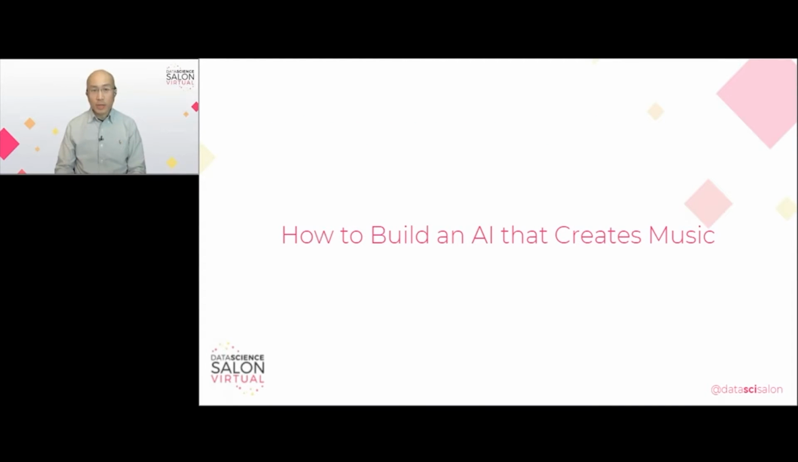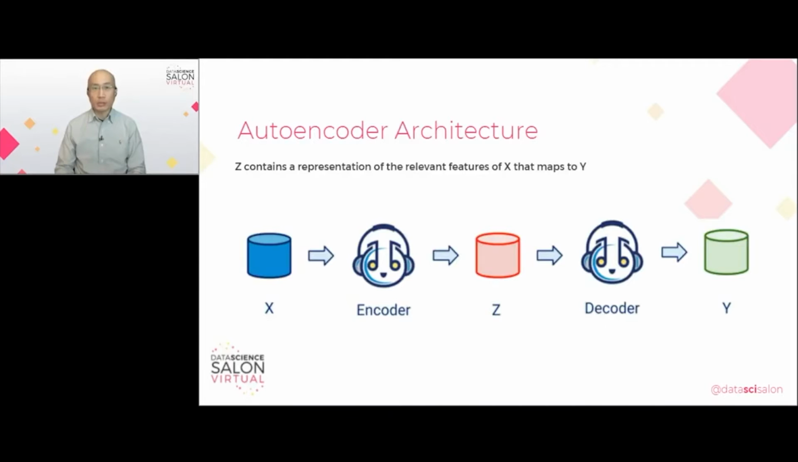Okay, so now that we have a general knowledge of how generative AI works, let's talk about how to build an AI that creates music. And this is usually done with an autoencoder architecture. In this architecture, we actually have two deep learning AIs: the encoder deep learning AI and the decoder deep learning AI. Data X is transformed into data Z using the encoder, and data Z is mapped into data Y using the decoder. Z is a representation of the relevant features of X that maps to Y.